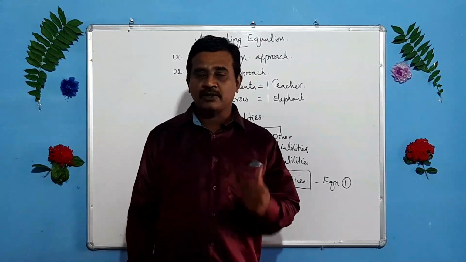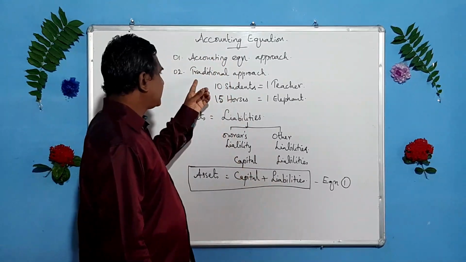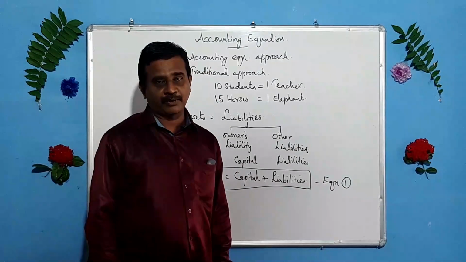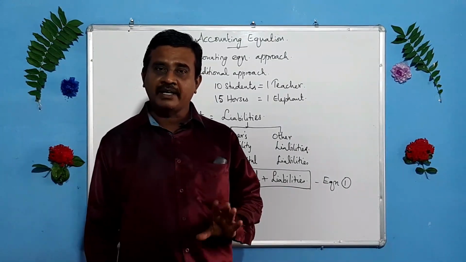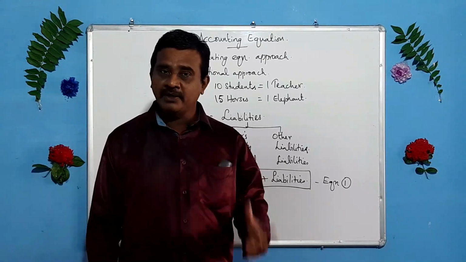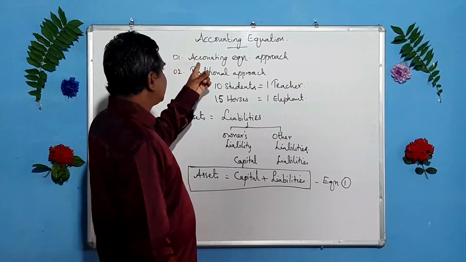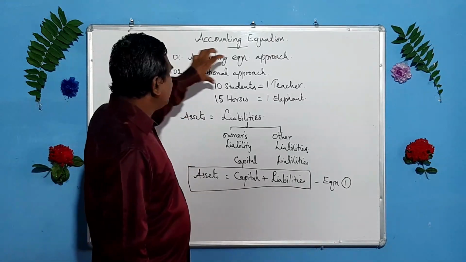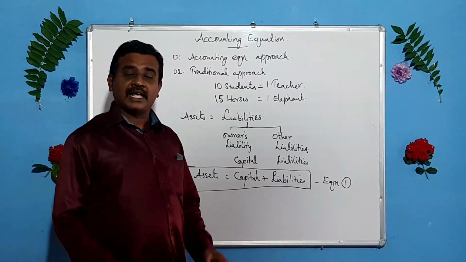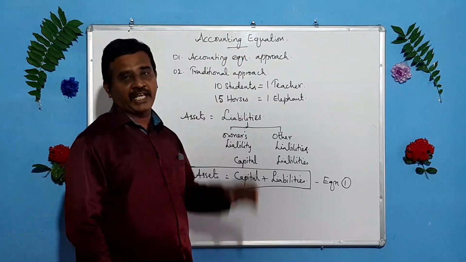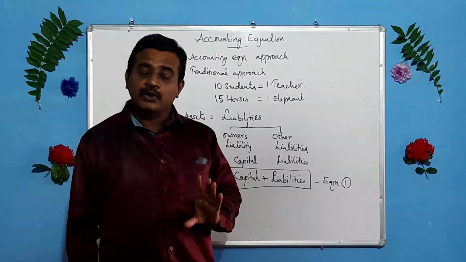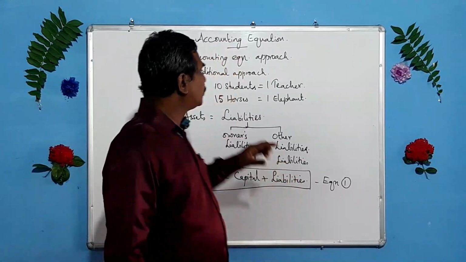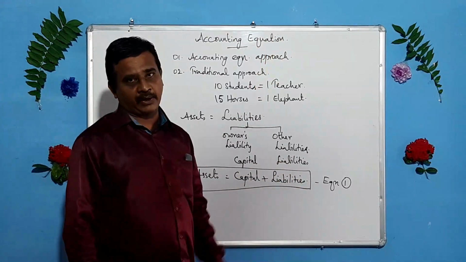Now you may raise a question: if we follow this traditional approach, why should we know this accounting equation approach? There is nothing wrong in knowing one thing, learning one thing. This is also called the American approach. And before going to see the accounting equation, let us see the meaning of equation. Unless you know the meaning of equation, it would be very, very difficult to know the meaning of accounting equation.